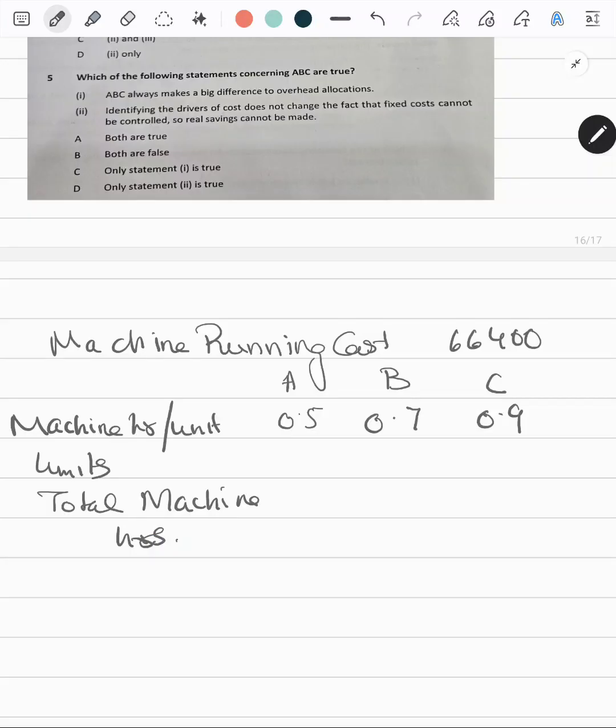Again, I am repeating, please do not get confused between production runs and machine runs. Production runs and machine running are totally different. Machine running can be dependent on the machine hours and not on the production runs. So the units which have been given to us are 15,000, 12,000, 18,000, and over here I can calculate 15,000 into 0.5, this is 7,500.